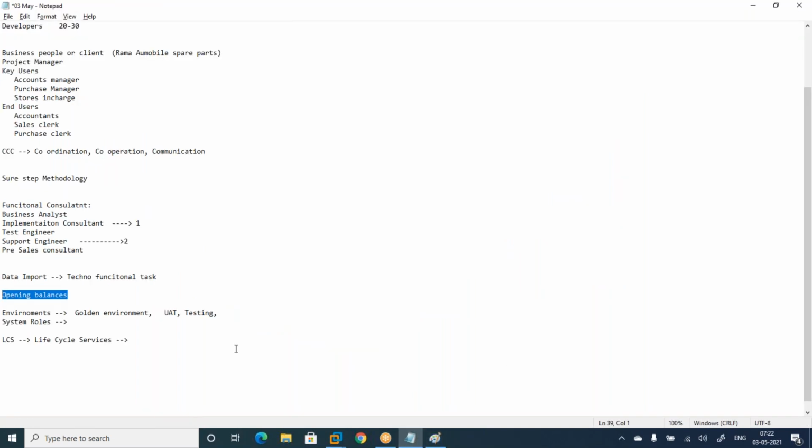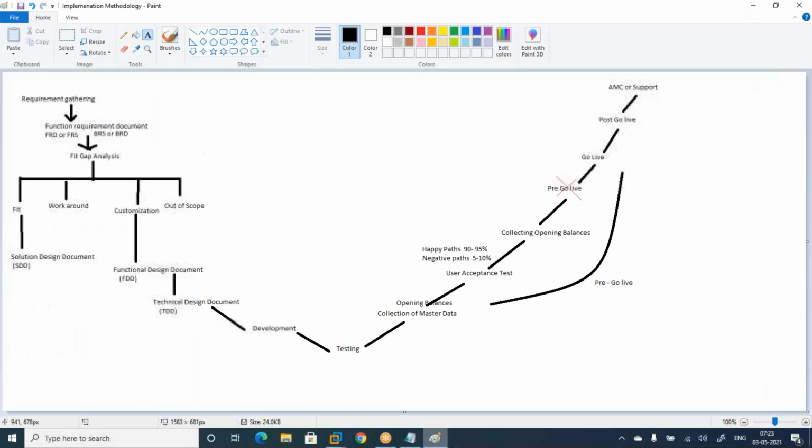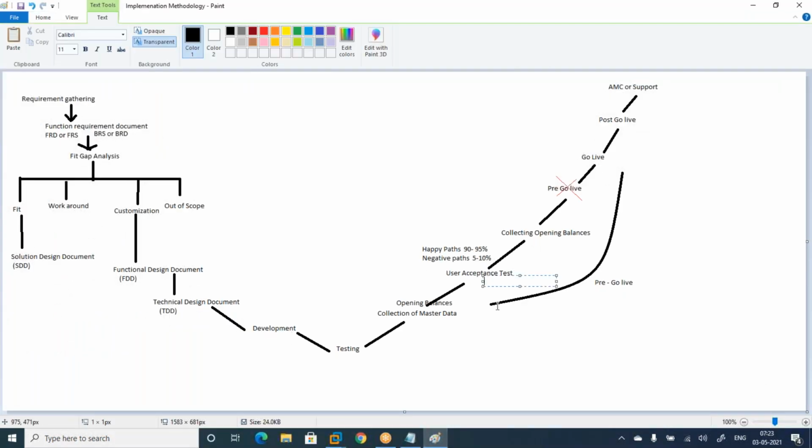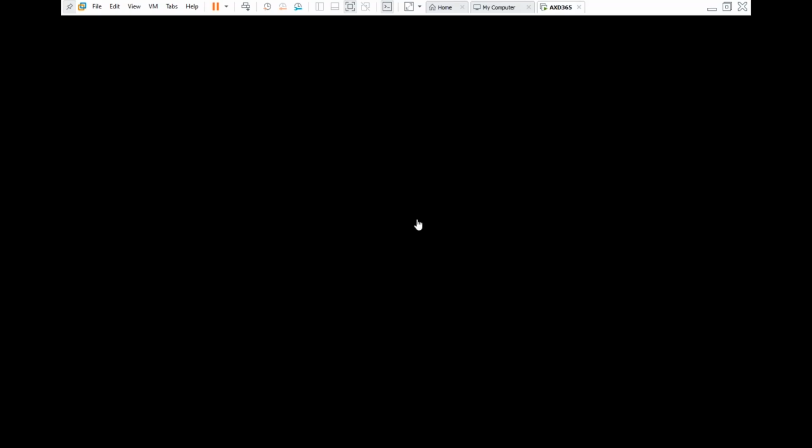Okay, fine. Next one is coming to environments. Yeah, here also I want to add system roles along with this one, business users. This UAT test will be done along with the roles only. In the system we have roles and responsibilities.